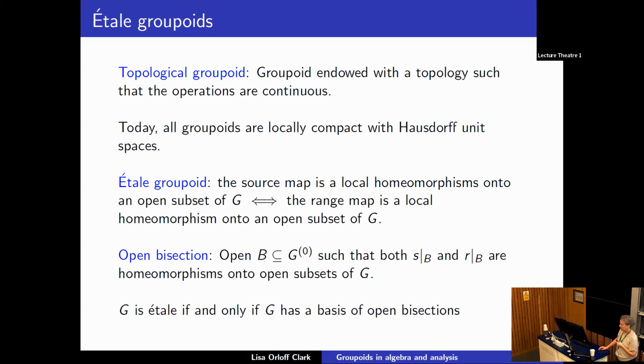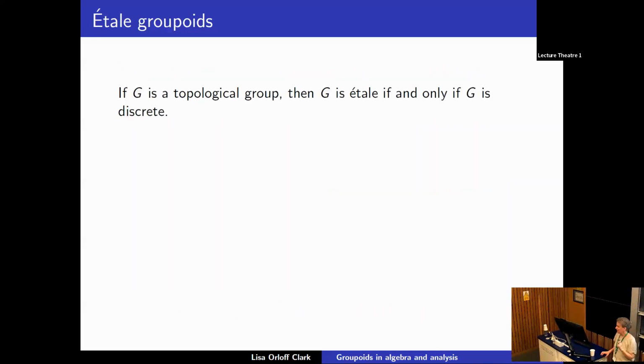And one characterization of étale: I think you might need locally compact with Hausdorff unit space, and then it's étale if and only if it has a basis of open bisections. So, forgive me for reiterating things.